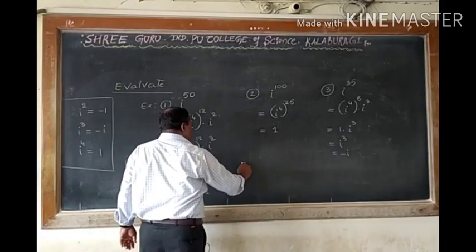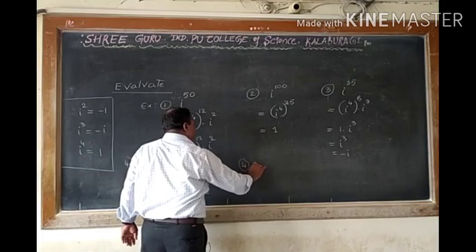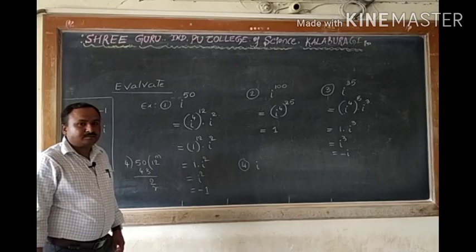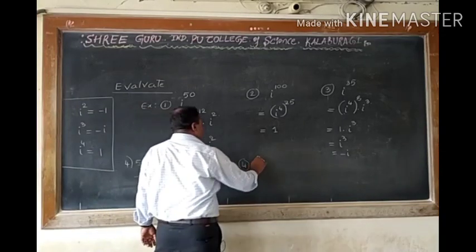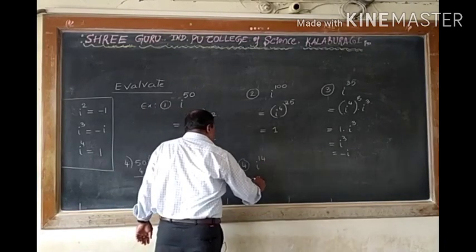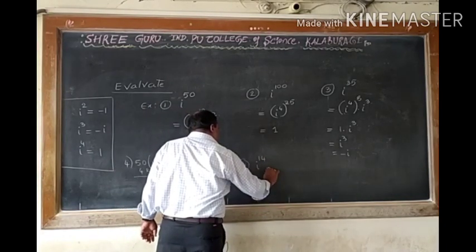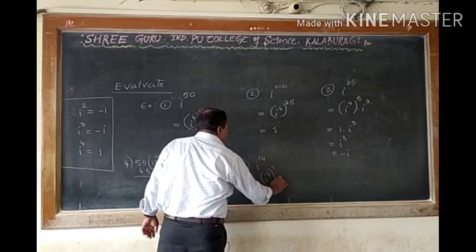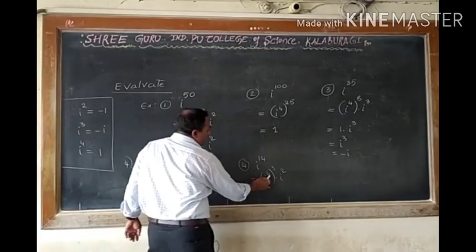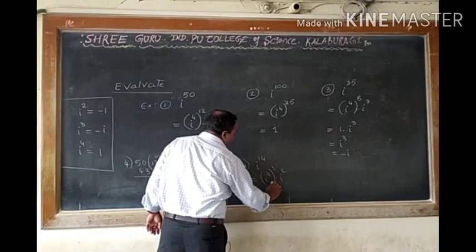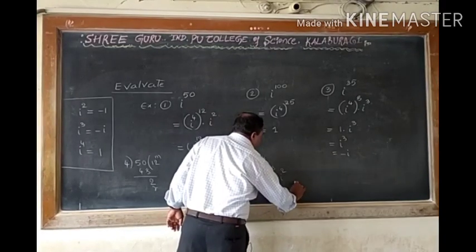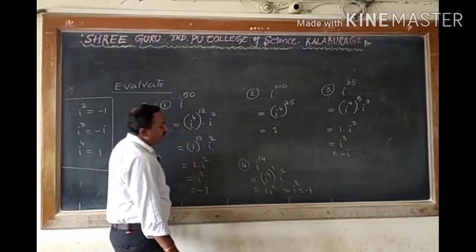Next, example number 4: i power 14. Convert i power 14 as 4 threes are 12, remainder 2, so i power 12 plus 2, that is 14. This value i power 4 is always 1. So 1 into i square, and the i square value is minus 1. This is the value.